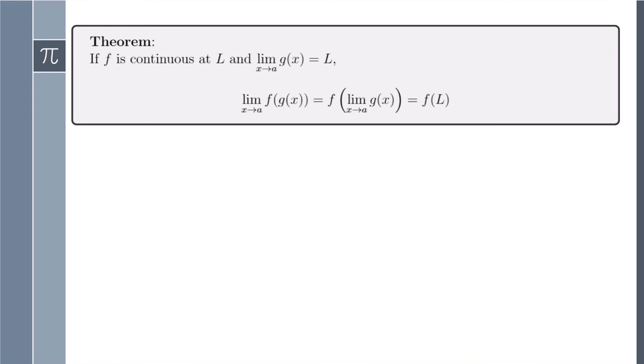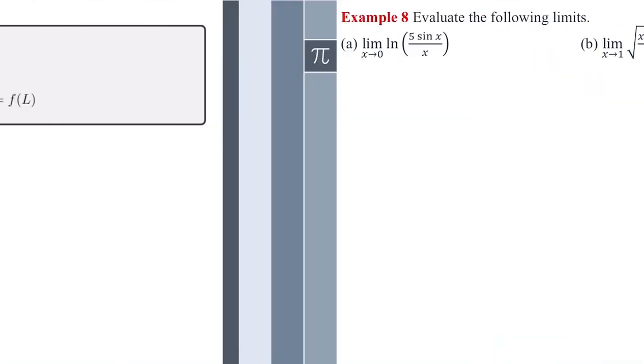Now, with the continuity, we can also evaluate the limit. So if we have a composition function, again, f of g of x, and if f is continuous at L, where L is the limit as x approaches a of g of x, so if f is continuous at the limit of the inside function, then finding the limit of the composition is just finding f of the limit of the inside function. So that's how we can find the limit if f is continuous at the limit of g of x. So let's look at an example for this.